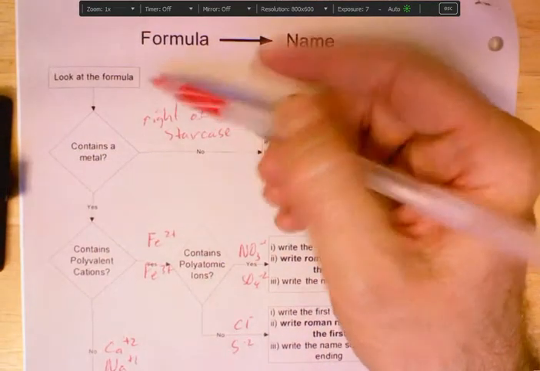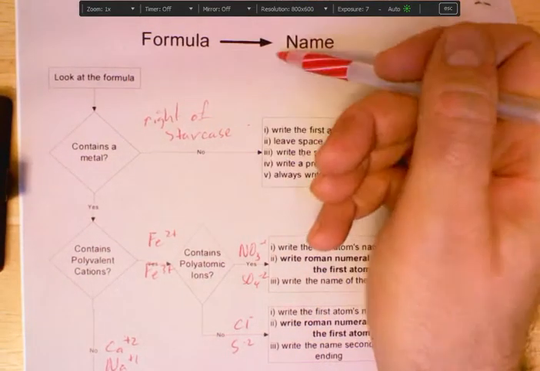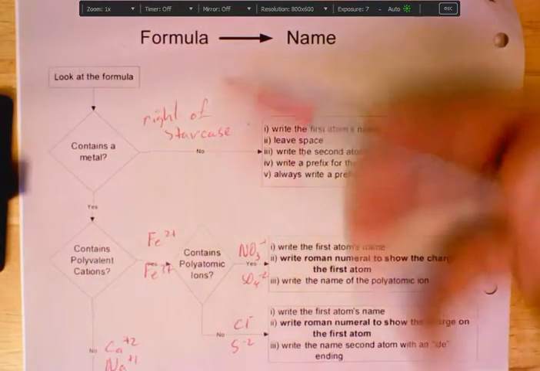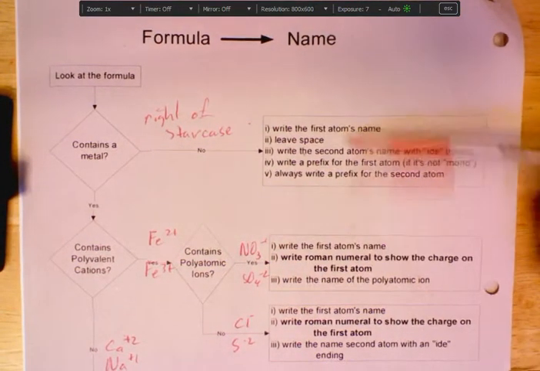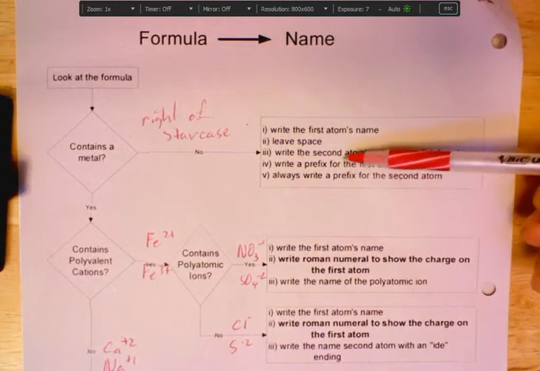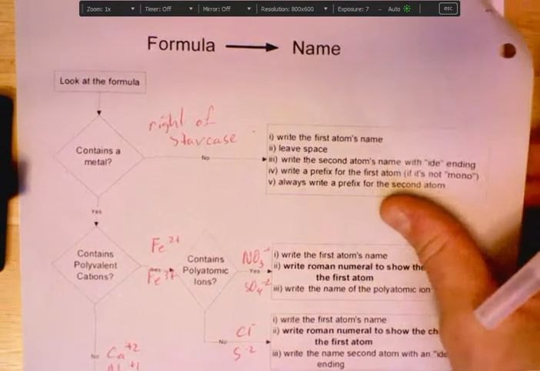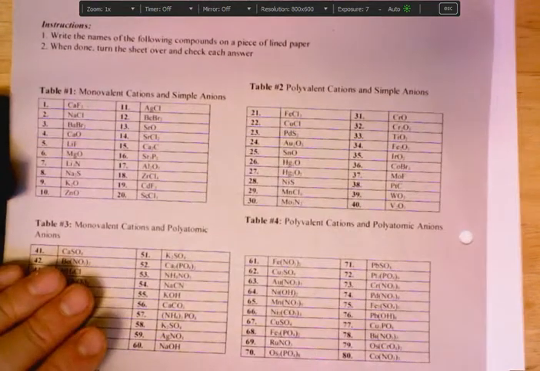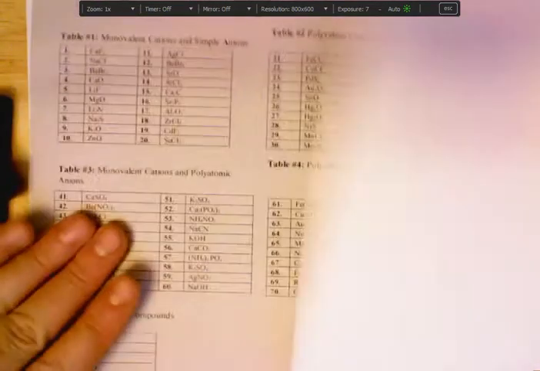Okay, now we're on the back, and we're going from the formula to the name, and we're using a flowchart as we did before. The questions are exactly the same. The difference is in what you're doing. Instead of writing symbols over here, we're writing the names down. So the first one we're going to take a look at is table number 1, and table number 1 starts off with CaF2.